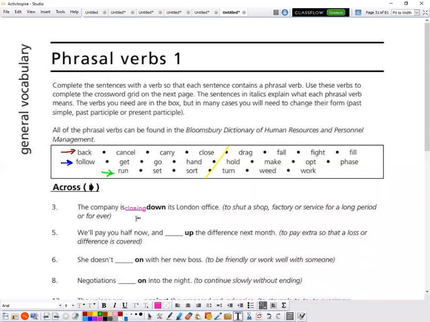Handing? Holding, sorry. No. Face? Face up? There is no face up in English, by the way.